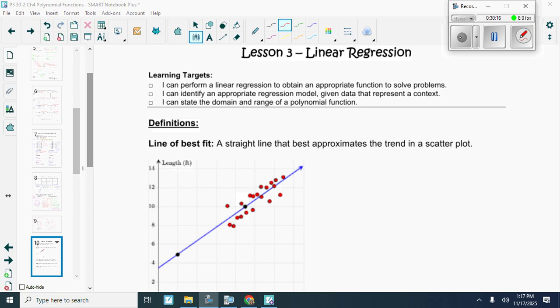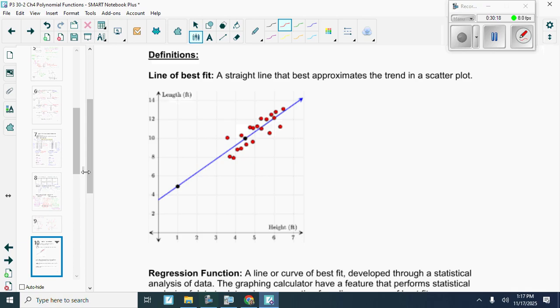So a few definitions that we need to know. Take a look at the diagram in your notes, and you'll see a whole bunch of dots. This would be real world data, where in this case they're looking at the height and the length of something. They've taken measurements, and for this one, when it was a height of 4 feet, it had a length of 8 feet.